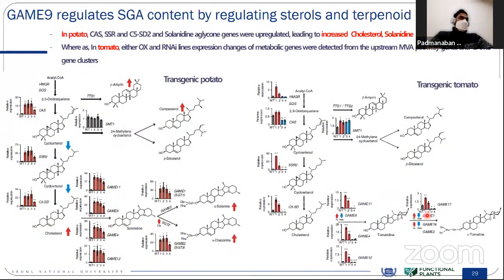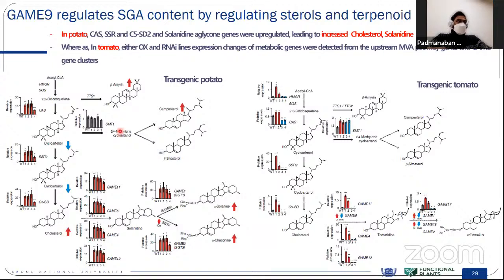So how? In transgenic potato, when they overexpress this GAME9 transcription factor, which is present in both potato and tomato, the campesterol level is higher and the cycloethanol level is down, which leads to downregulation of this cycloethanol, but cholesterol is highly expressed.